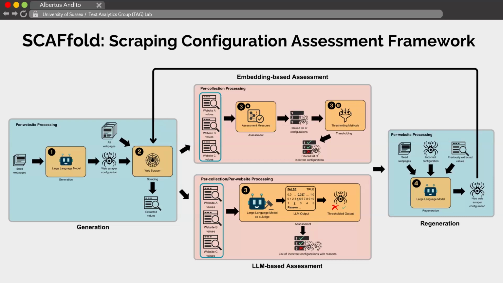whose aim is to assess the generated XPaths and then try to improve them if they were detected as incorrect in the assessment. The box on the left is what we've seen before, the generation module, where we generate the initial XPath. The two boxes in the middle are the assessment modules, consisting of two types of approaches, the embedding-based assessment and the LLM-based assessment. Finally, we have the regeneration module on the right, which tries to improve or fix the XPaths that were detected as potentially incorrect in the previous step, by prompting the LLM again.